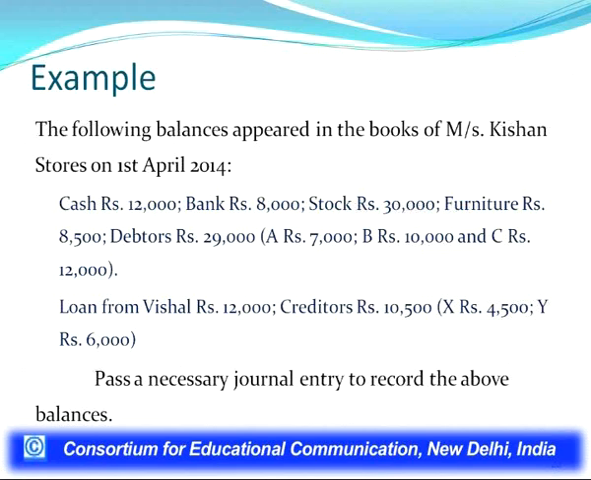It includes two persons, Mr. X for 4,500 and Mr. Y rupees 6,000. And you are given this problem, pass a journal entry to record the above. So, we need to identify the different assets and liabilities. Assets are cash, bank, stock, furniture, debtors. So, these are to be debited.